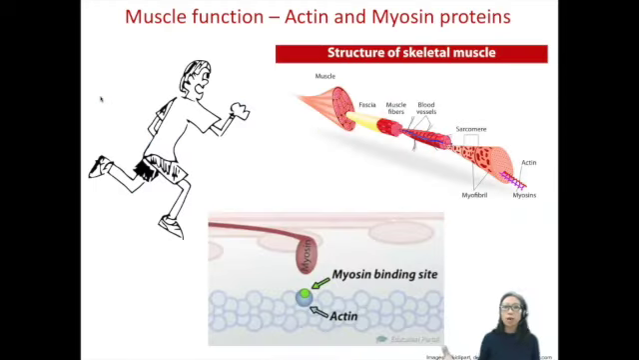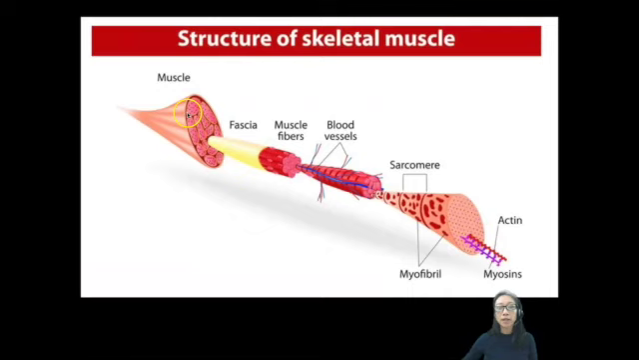Muscle function is moderated by two main types of proteins. These are actin and myosin. Muscle function is important in movement, large and small, so if you're running or if you're just moving your finger to write. When you break it down, you have these fibers. There are also blood vessels in there because the muscles need oxygen.